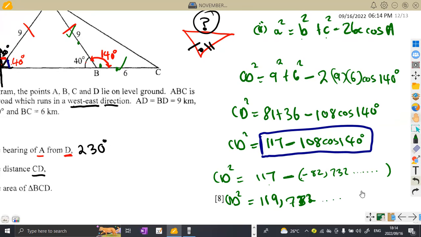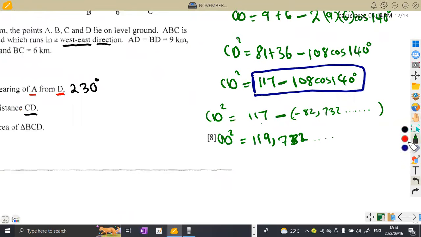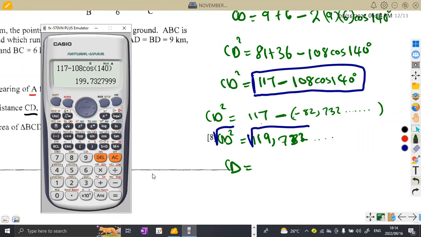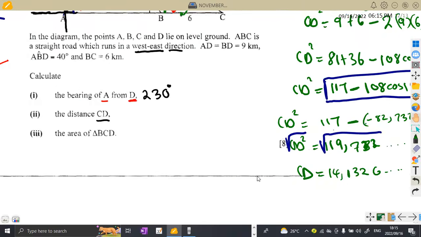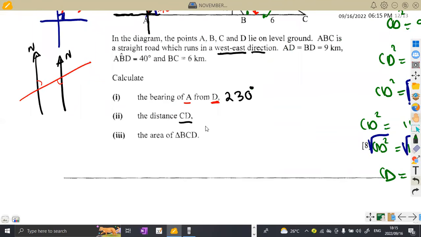You write everything. All right, then to find CD, you're just going to introduce the square root, because this is squared. Remember how you remove the square root, introduce the square root both sides. So that's your CD. So CD is the square root of the answer that I was having, which is 14,1326 and so forth. Okay, so remember your degree of accuracy, and whenever you're not given the degree of accuracy like this one, you just calculate CD.